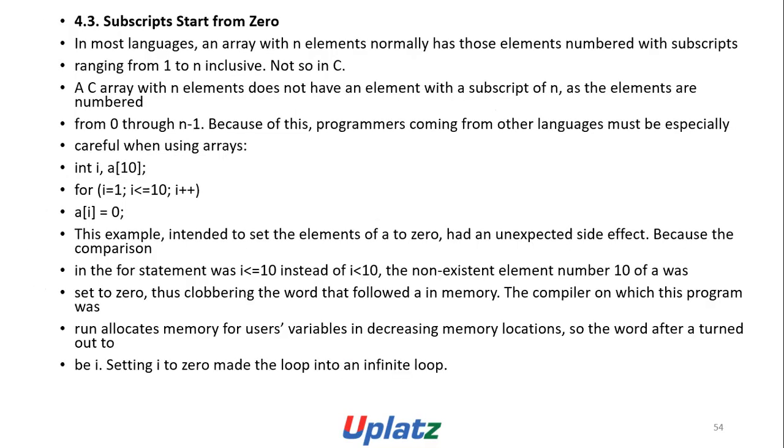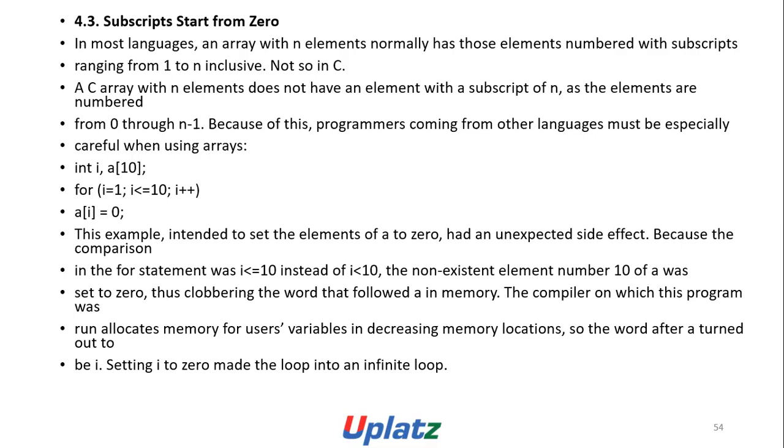Subscripts start from 0. In most languages, an array with n elements normally has those elements numbered with subscripts ranging from 1 to n inclusive. Not so in C. A C array with n elements does not have an element with a subscript of n, as the elements are numbered from 0 through n-1. Because of this, programmers coming from other languages must be especially careful when using arrays.